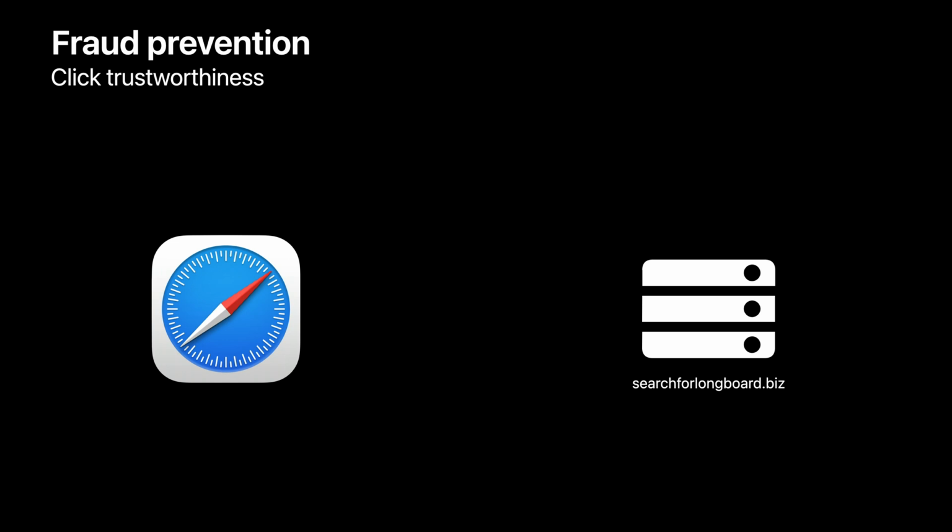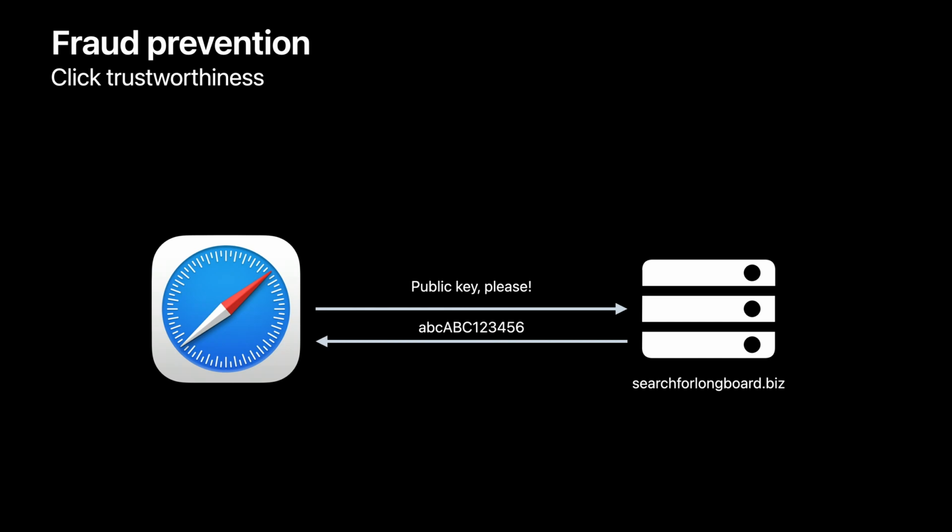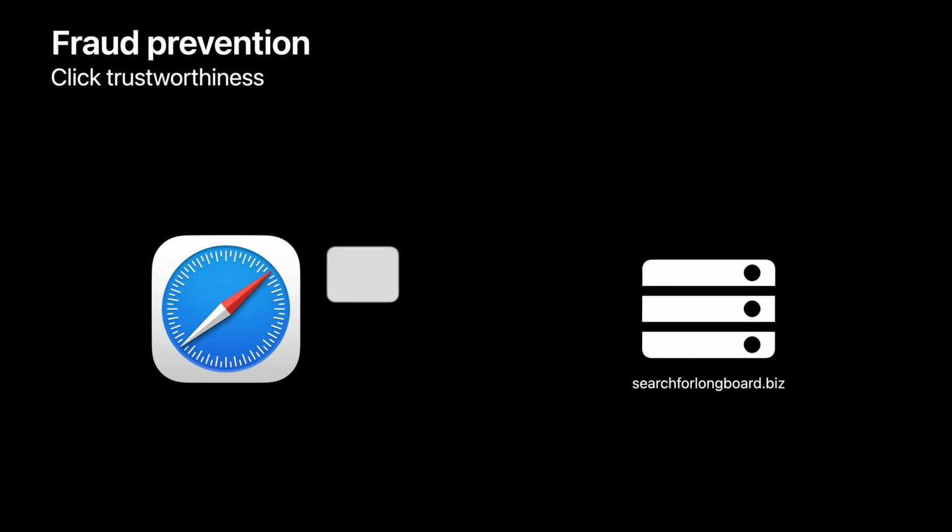Before we move on to SKAdNetwork improvements, I want to touch briefly on PCM fraud prevention. Since PCM reports carry no identifying information, there's no inherent way for the server to know if a conversion report is trustworthy. So PCM uses cryptographic signatures to prevent fraud. To explain signatures, I'm going to use a popular envelope analogy. It works like this. When the ad tap occurs on search-for-longboard.biz, the browser fetches search-for-longboard's public key. It then creates a message that search-for-longboard will validate later on. However, since we don't want search-for-longboard.biz to be able to link a click and conversion together, we'll hide this message.